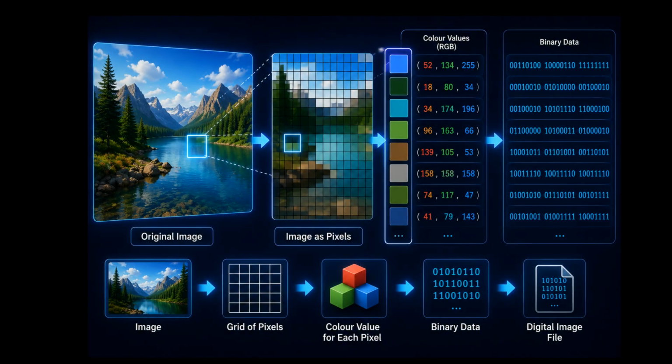Images are stored differently from text. First, the image is divided into tiny squares called pixels. Each pixel is given a color value. Those color values are then converted into binary. The binary data is stored as a digital image file. Millions of pixels work together to recreate the picture you see.